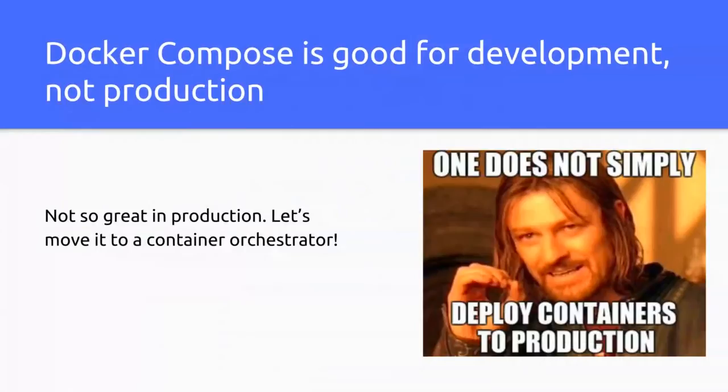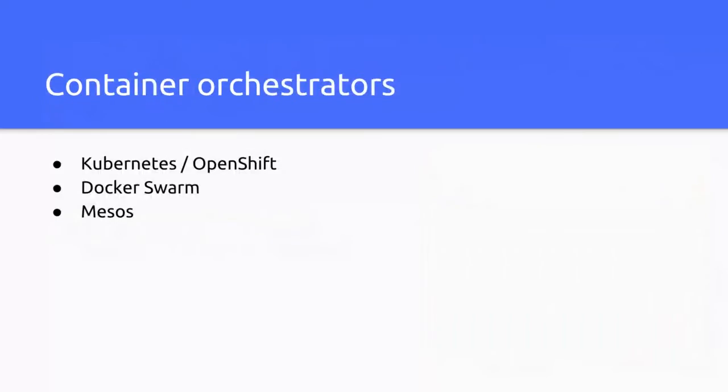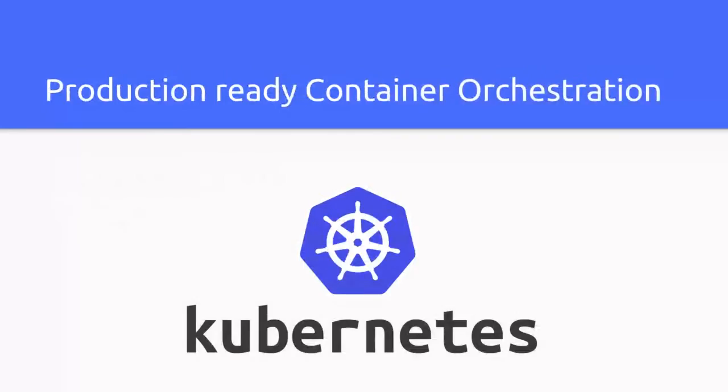But now what? Your application is running on the dev machine, but what next? As you can see, Docker Compose is very good for development, but not for production. One cannot simply Docker run or Docker Compose up in production, right? It's not so great for production. So what we need is some kind of container orchestration engine like Kubernetes or OpenShift, Docker Swarm or Mesos. But practically what we need is a production-ready container orchestration, which is Kubernetes.